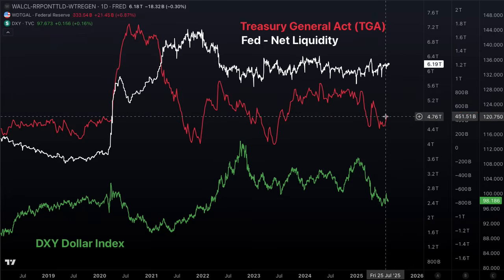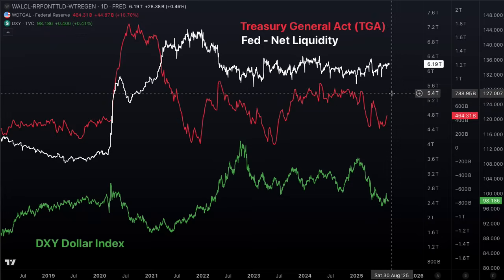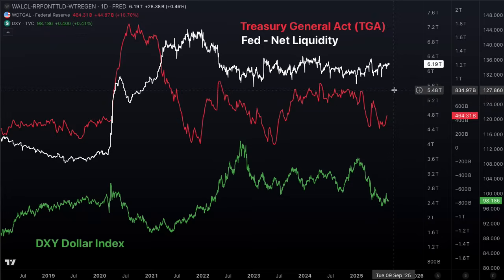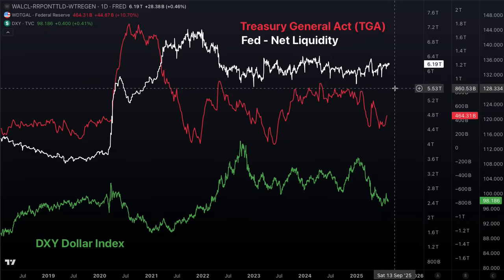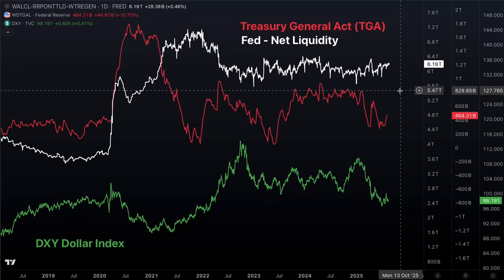Well, the problem is they want to rebuild it back to $850 billion, which is about right here. It's kind of the upper bound of the range that the TGA had been in. So they want to take it back to 850 billion. Well, the problem is we're only at 460 billion. So that's about $400 billion that is about to get sucked out of the system. Negative supply shock or negative liquidity shock, because dollars, 450 billion of them, are being removed from the system and just put in an account.